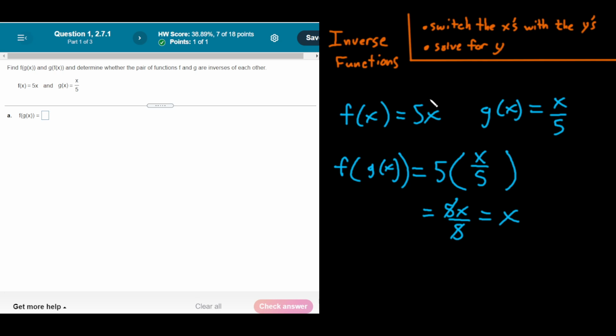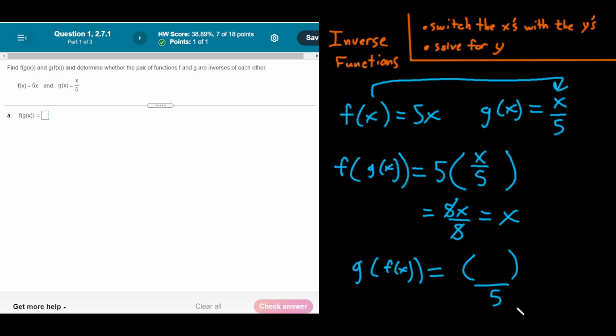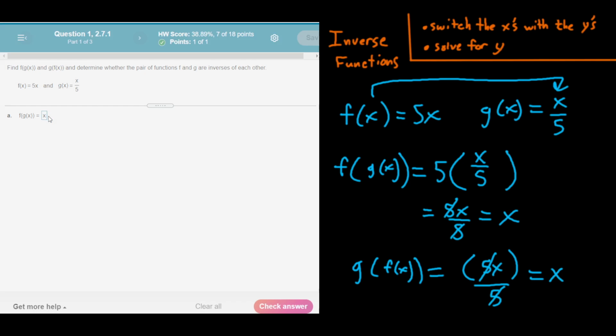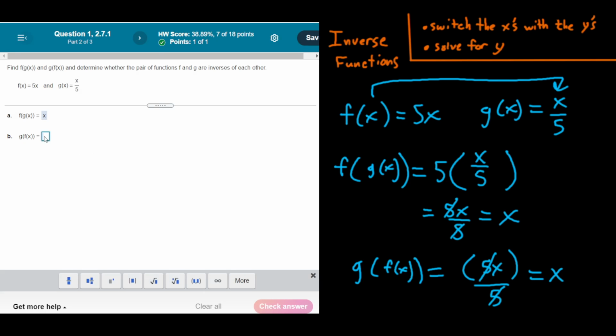If you were to do the other way, if you were to plug the f into the g this time, so we're finding g of f of x. Remember, leave a parentheses wherever the x is so you have room to substitute. And we're going to plug the 5x in there, so put the 5x here. And take a look, the 5's cancel, and you're still left with an x. So f of g of x is x, and g of f of x is x, then it's safe to say that these are inverses of each other. So when I plug one function in, I got an x. When I plug one function into the other, I got an x. I already found this, I got another x.